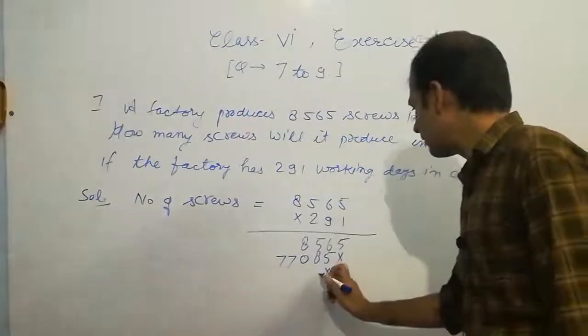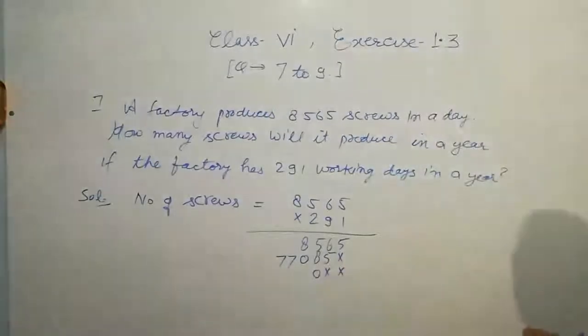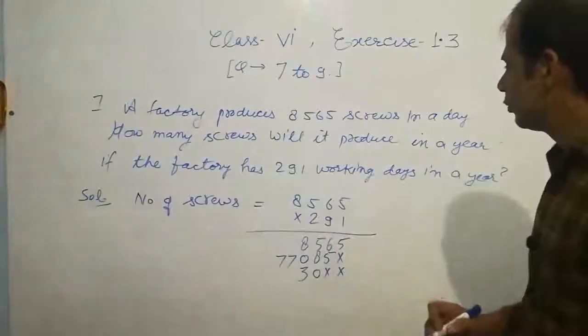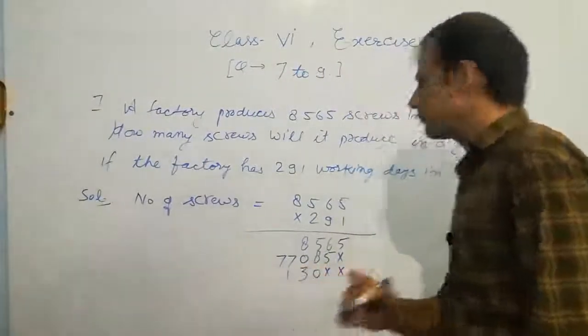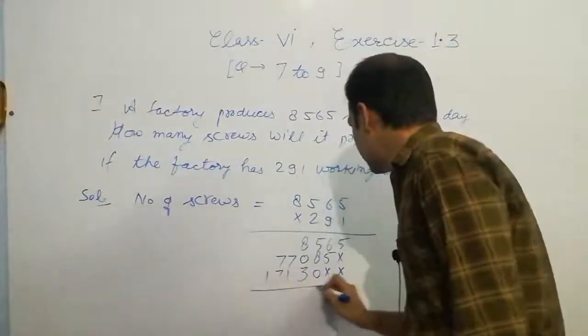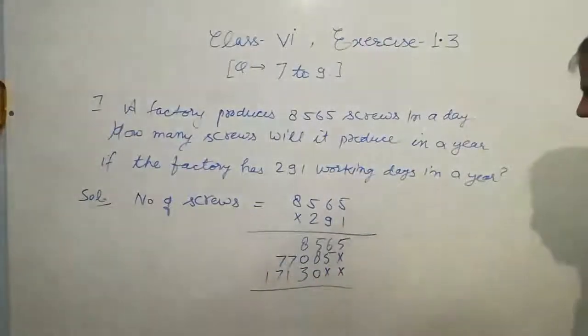2 5s are 10, 1 carry, 2 6s are 12 plus 1, 13. Again 1 carry, 2 5s are 10 plus 1, 11. Again 1 carry, and 2 8s are 16 plus 1, 17. And finally add all these, you will get the answer.